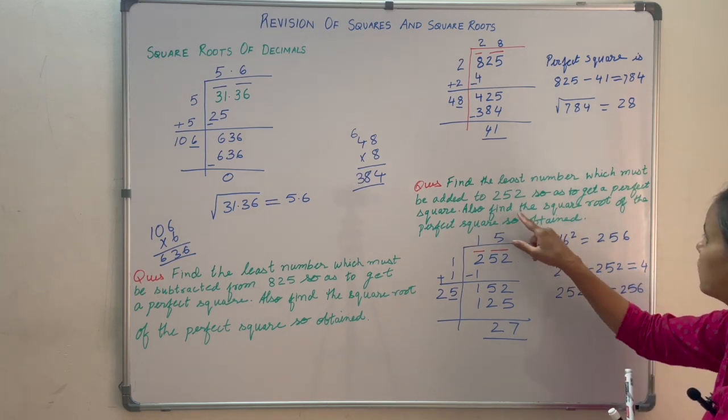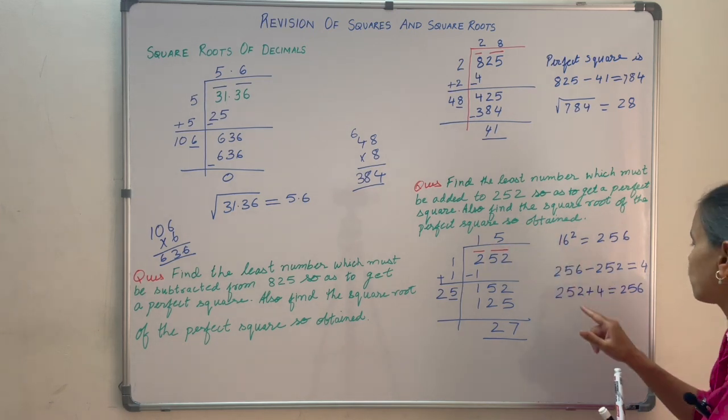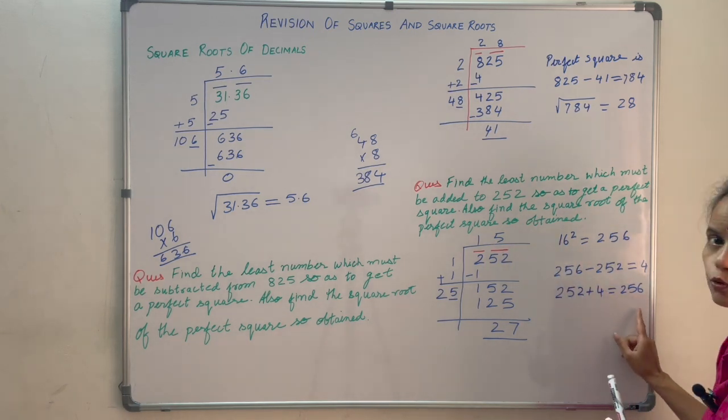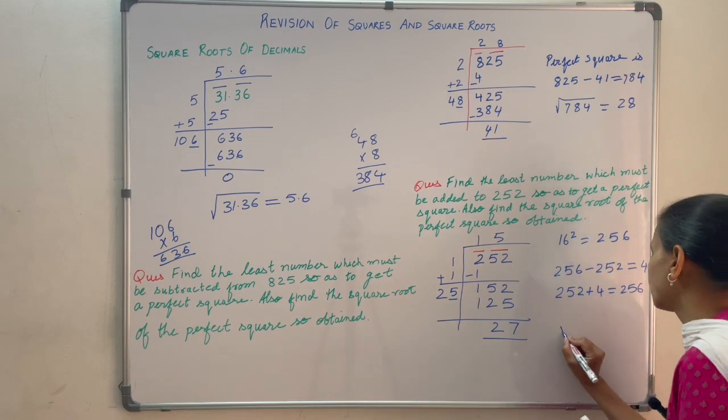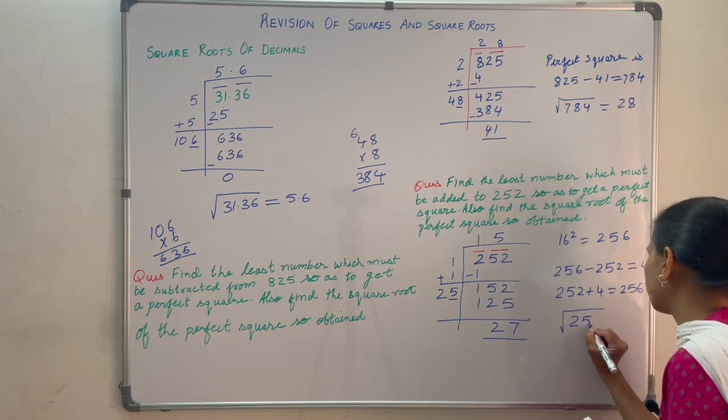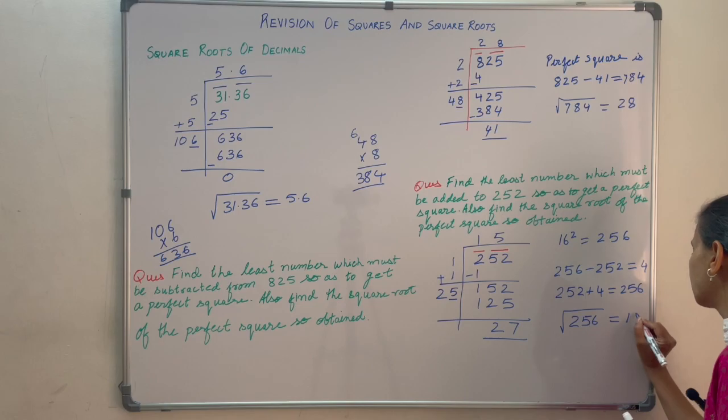They are also asking to find the square root of the perfect square so obtained. The perfect square so obtained is 256. So what is the square root of 256? That is 16.